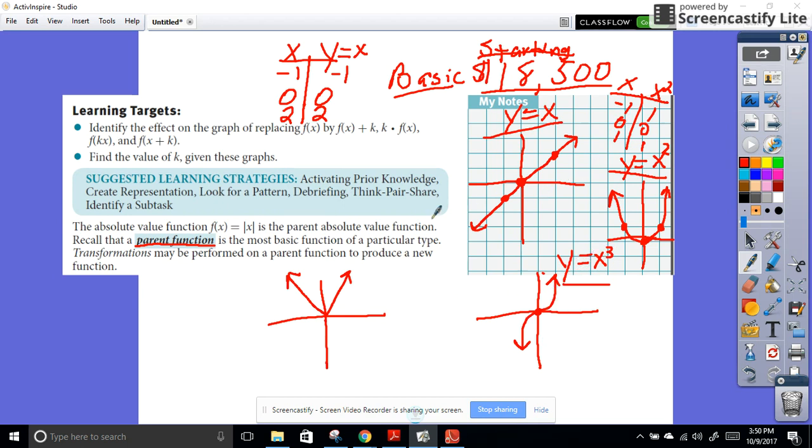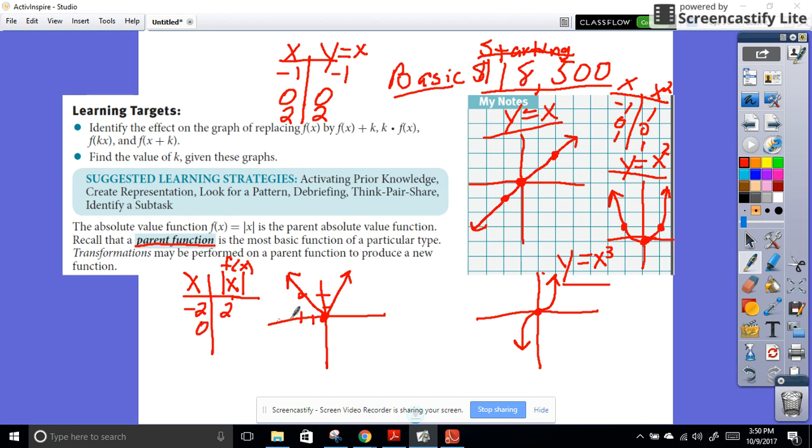You plug in points over here into the absolute value equation. There's your x value. Your y value is the absolute value of x, because that's what it says right there. That's your f of x. Okay? So plug in a number. -2. The absolute value of -2 is +2. -2, +2.